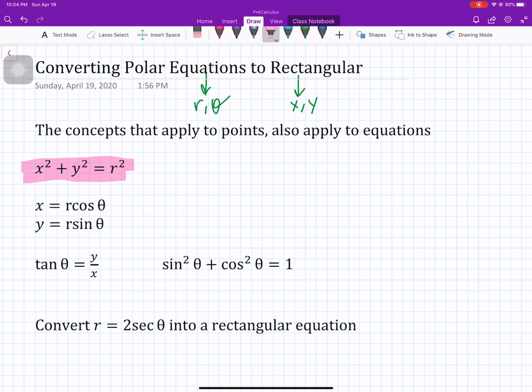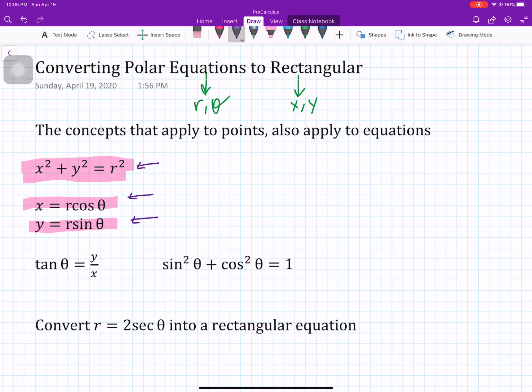So x squared plus y squared equals r squared. Might come in handy at some point. And then the two big ones, x equals r times the cosine of theta, and y equals r times the sine of theta. Those are probably going to be your most popular ones, these three, because most polar equations have at least one of these three things in them.